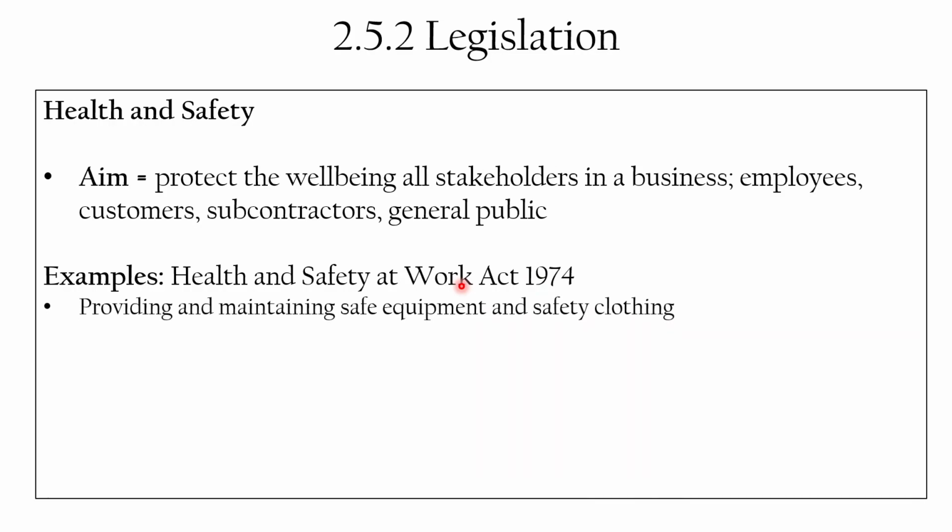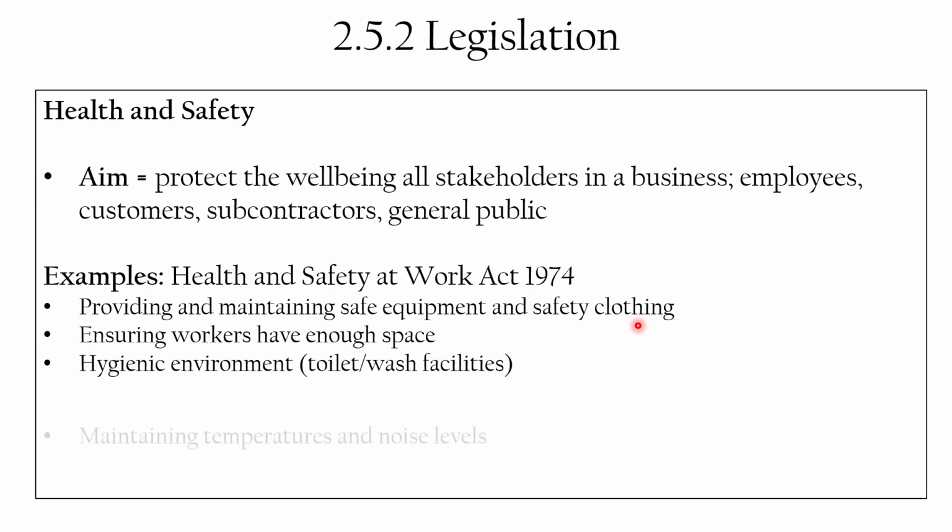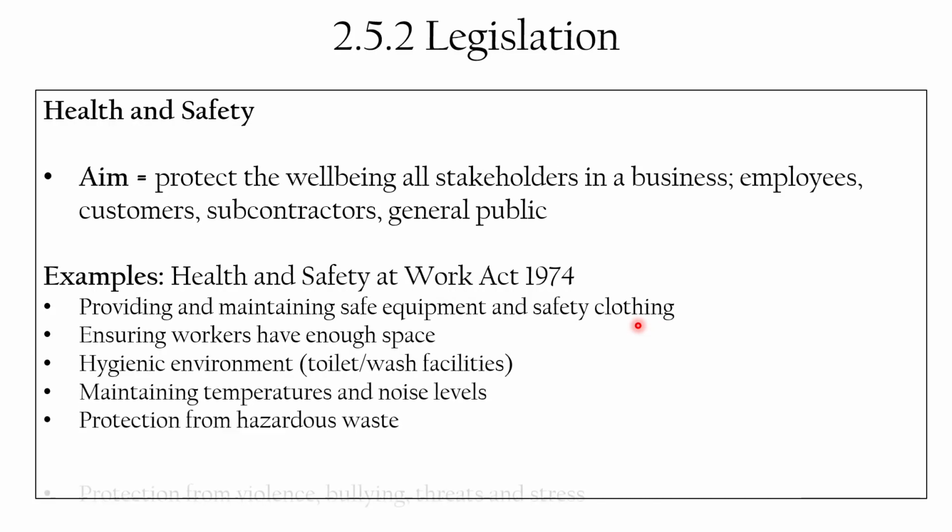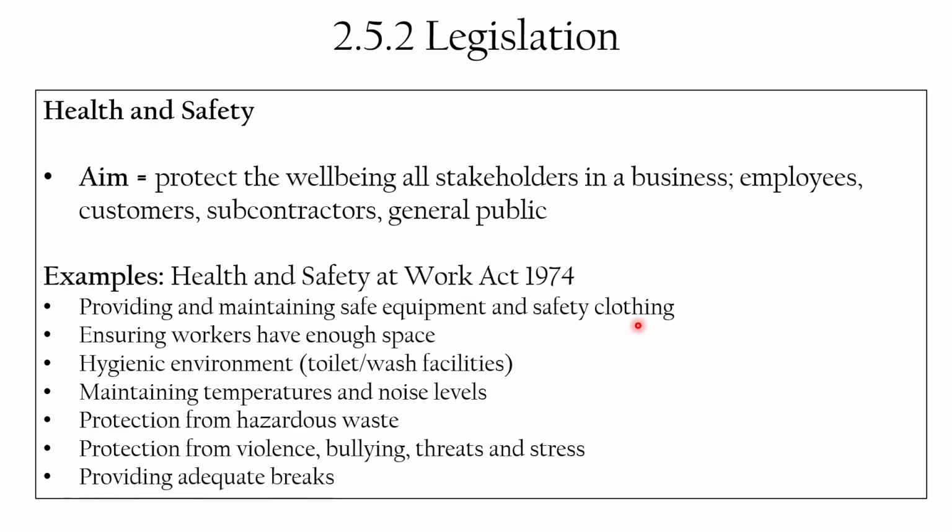And what does that cover? Well, ensuring that a business provides safe equipment and safety clothing to anybody who needs it. That would be employees plus visitors to, say, a building site, who would need to have the correct safety clothing provided to them. Ensuring that workers have enough space, a hygienic environment, maintaining temperature and noise levels, protection from hazardous waste. Other threats such as violence, bullying, stress. Ensuring that people have adequate breaks. There's loads of things that the Health and Safety at Work Act covers.